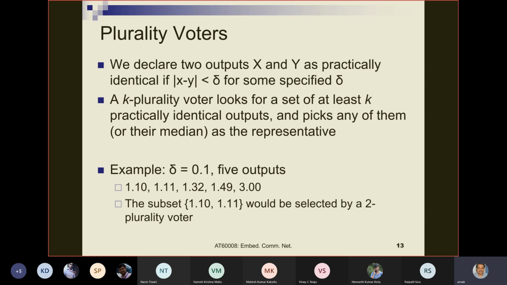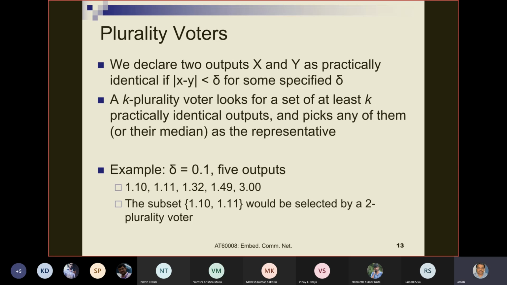For example, let us say del is 0.1 and you have 5 outputs, 1.10, 1.11, 1.32, and so on. The subset 1.10 and 1.11 would be selected by a two plurality voter. If we are saying that I have a two plurality voter, that means you need to find a subset of two which are practically identical. You have been given 5 outputs here, and you are getting 2 of them as practically identical with the bound on del being 0.1, and therefore the two plurality voter will return 1.10 and 1.11.